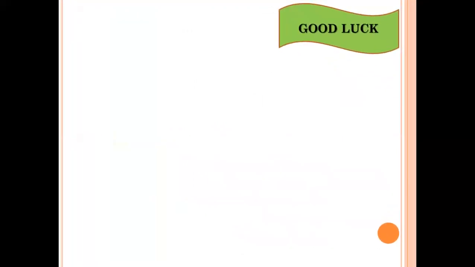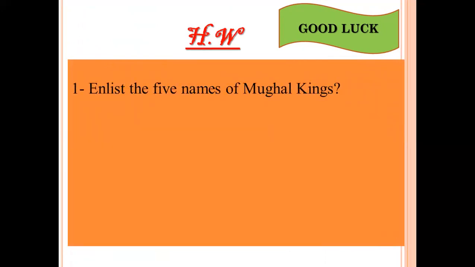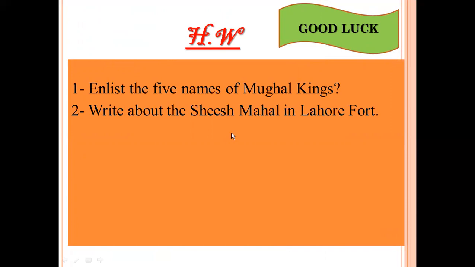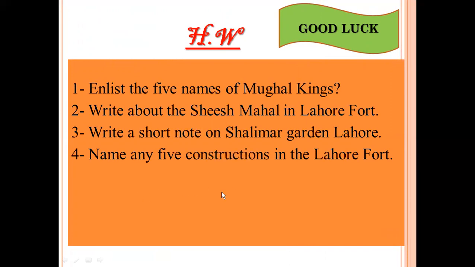Dear students, today this is the end of the lecture. Here is the homework. You will write short questions and answers. Question number one, list five names of the Mughal kings. Question number two, write about the Sheesh Mahal in Lahore Fort. Question number three, write a short note on Shalimar Garden, Lahore. Question number four, name any five constructions in the Lahore Fort. Question number five, what is meant by Pietra Dura work?